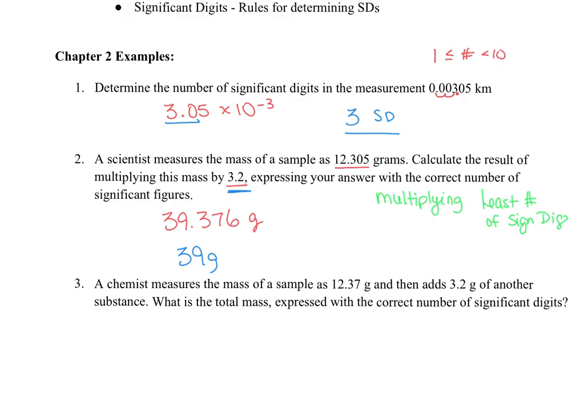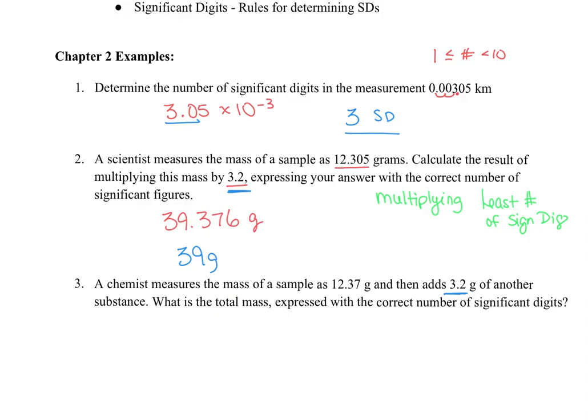Adding is a little bit different. When you're adding, you're actually talking about precision, not significant digits. When you're adding, they want to know the least precise of them. So this does have 2 significant digits. This does have 4 significant digits. Your brain may say, oh, I'm adding, so I need 2 significant digits, but that's actually not the case. The least precise of these is my 3.2.